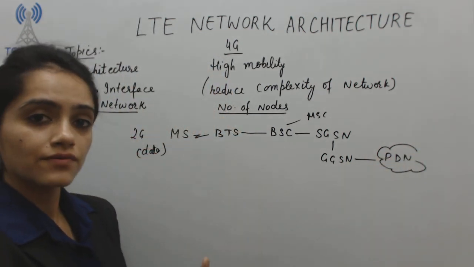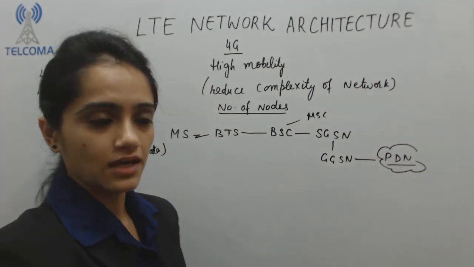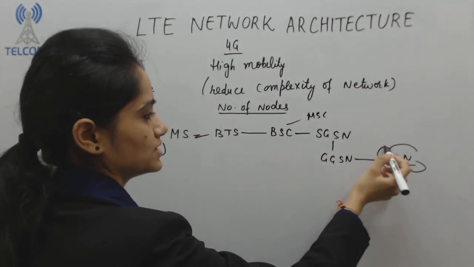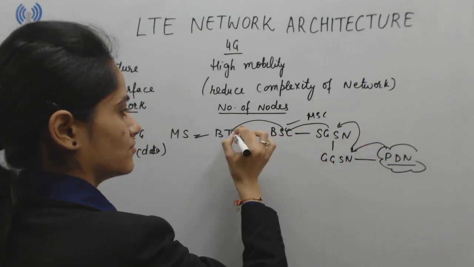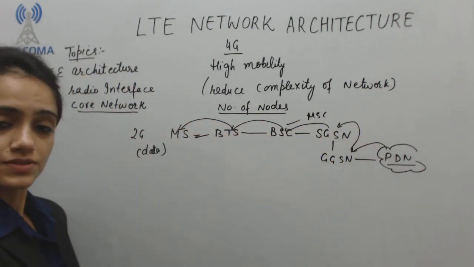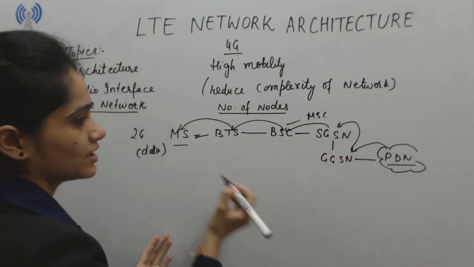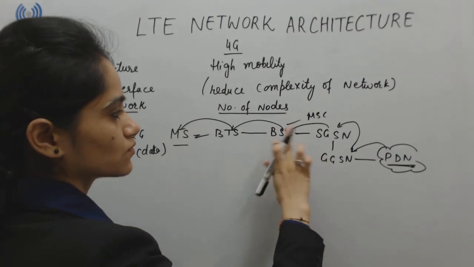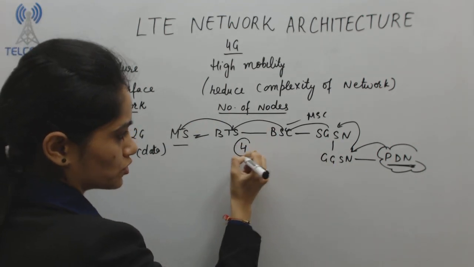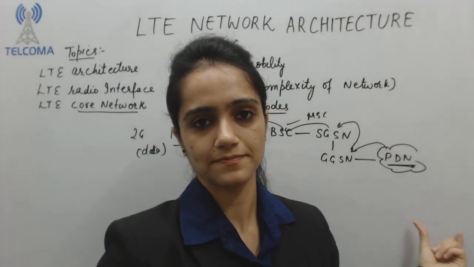So if we want to access a target, then we have to contact the PDN, and we will have packets from PDN to GGSN, GGSN to SGSN, BSC, BTS and mobile station. So these are the number of nodes between the mobile station and the PDN, the public data network. That means we have 4 nodes in between the user end and the external data network.